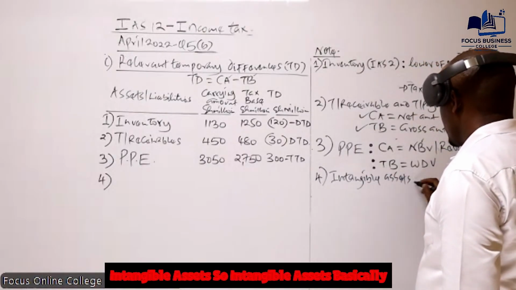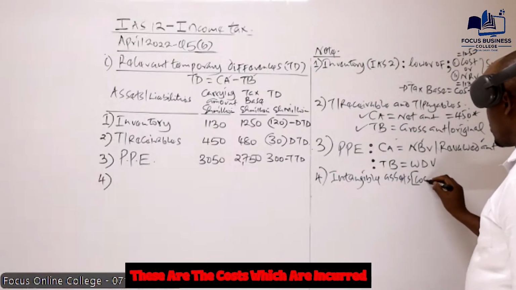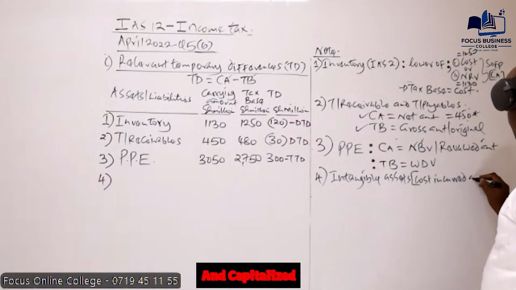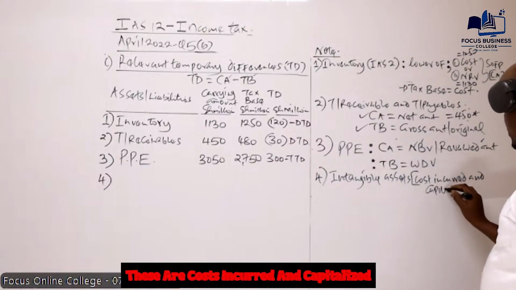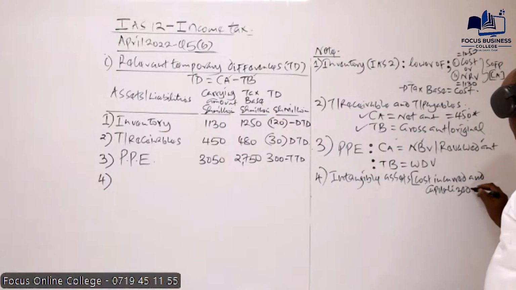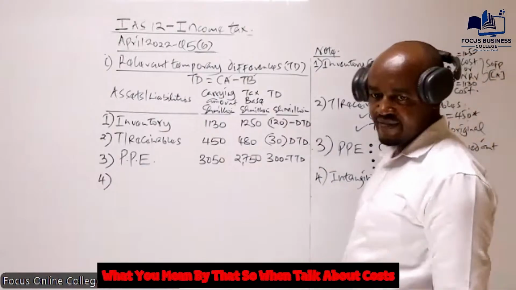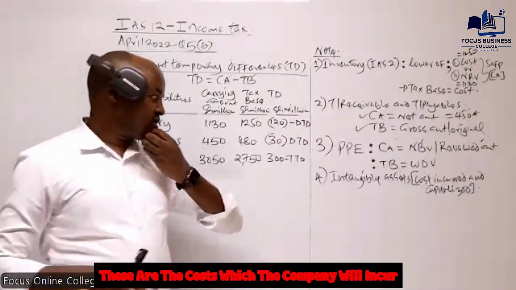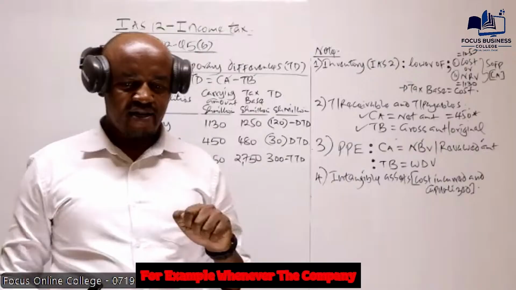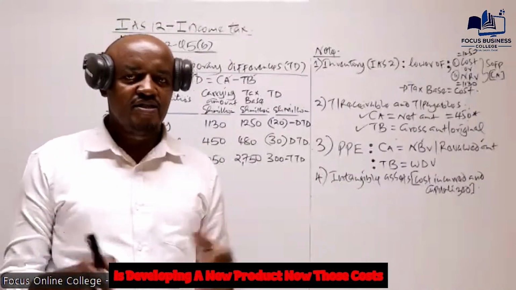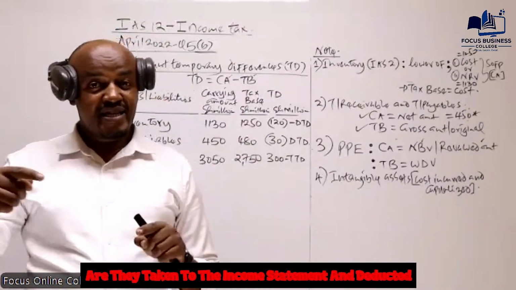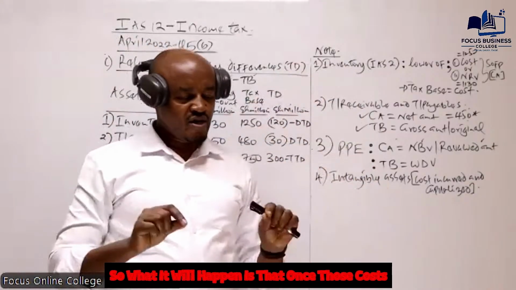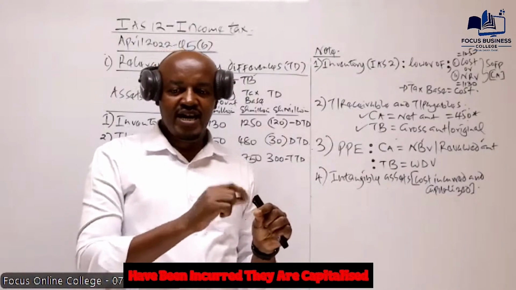Intangible assets, these are the costs which are incurred by the company, costs incurred and capitalized. You need to understand what you mean by that. When we talk about costs which are incurred and capitalized, these are the costs which the company will incur, for example, whenever the company is developing a new product. Now, are those costs taken to the income statement and deducted from the total income? No. What will happen is that once those costs have been incurred, they are capitalized.